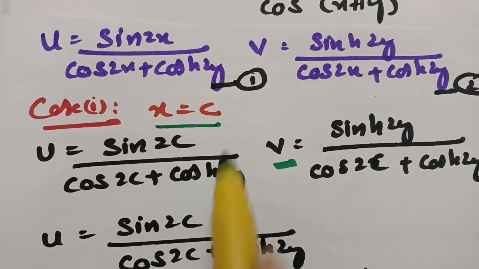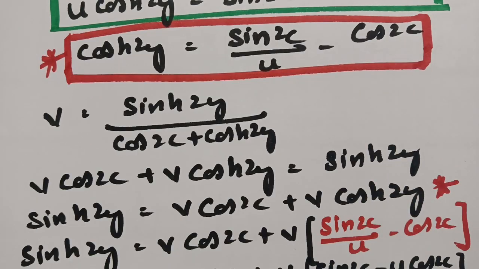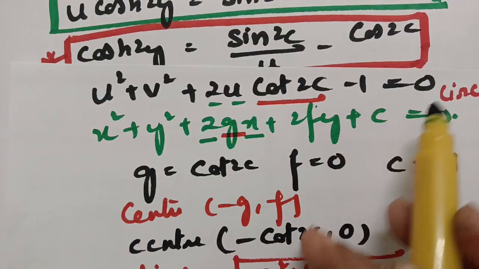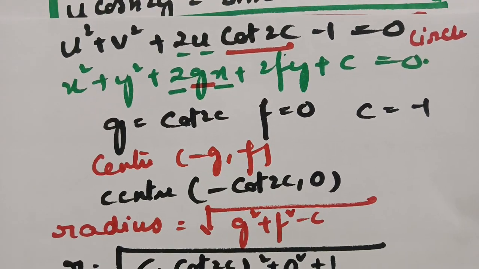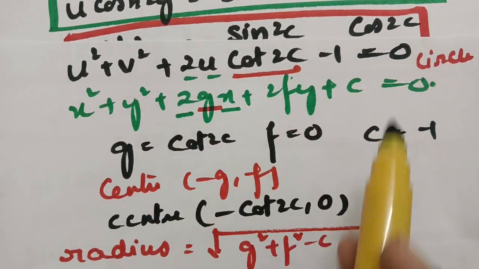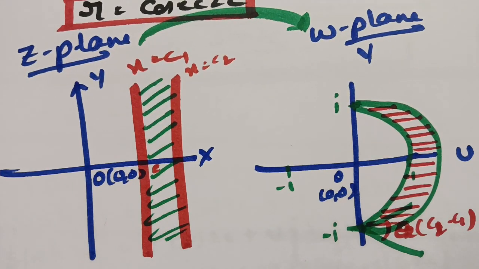And here is the case that x is equal to c. After keeping x is equal to c, we got two equations, and after squaring and subtracting, and calculating, we got a circle equation here. The circle equation is nothing but u square plus v square plus 2v cot 2c minus 1. In case we keep y is equal to c, we'll be getting u square plus v square plus 2v cot 2c minus 1 as the circle equation. And here is how the z plane is transformed to the w plane. And this is the clarity from the textbook, and the solution is clearly explained, one step after the other.